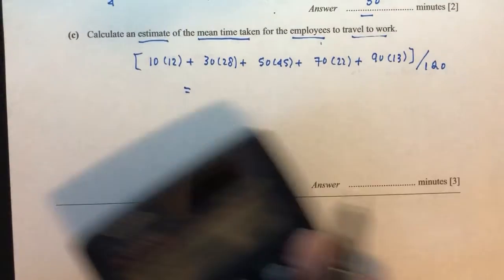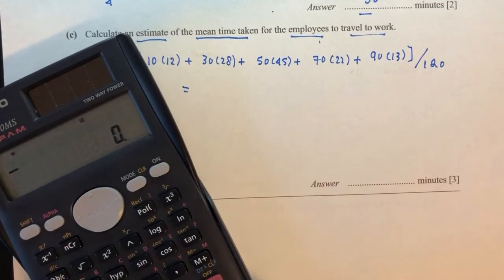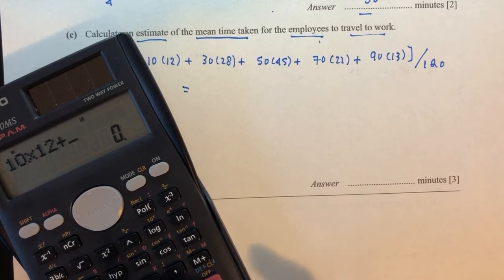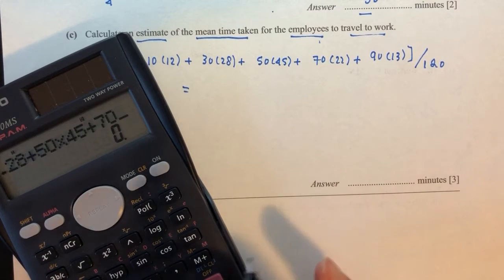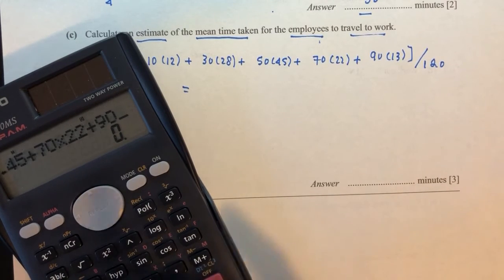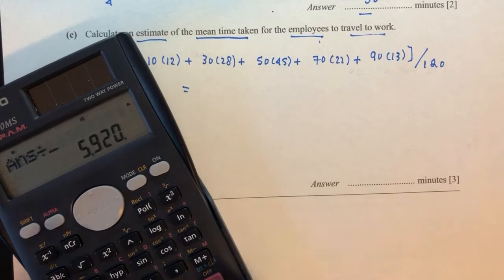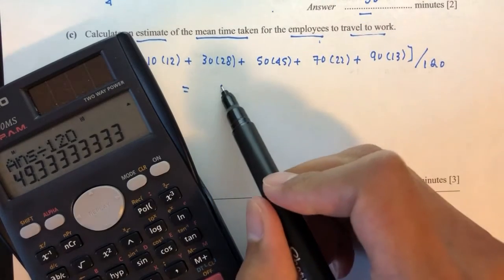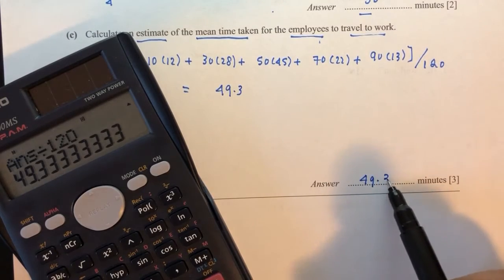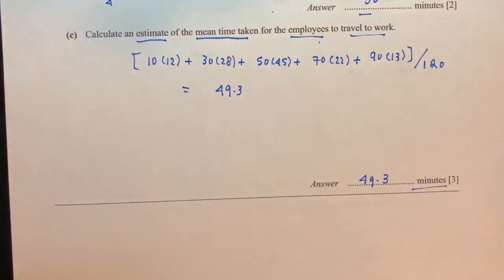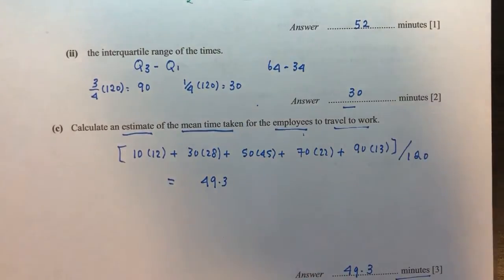So now let's use our calculator. So 10 times 12 plus 30 times 28 plus 50 times 45 plus 70 times 22 plus 90 times 13 divided by 120, that will be 49.3. Your answer will be 49.3 minutes. That will be the last part of question number two.